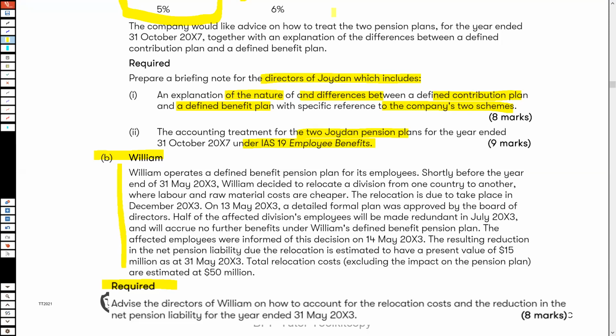Okay, so now what happens is, in this case, I just thought that maybe you people have an idea about what IAS 37 is all about. So that's why I'm doing it.